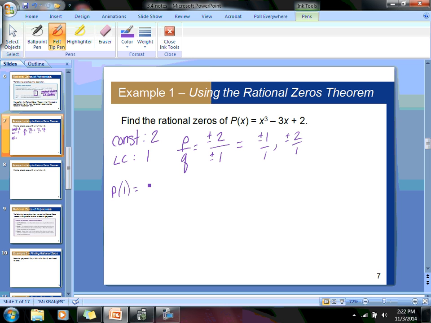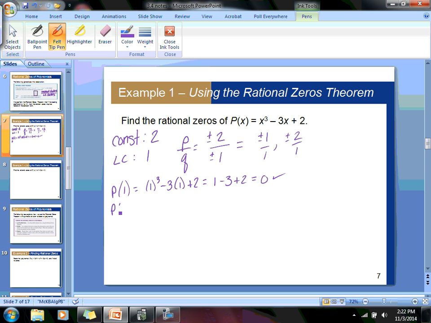If I do p of 1, then I'll have 1 to the third minus 3 times 1 plus 2. So that's going to be 1 minus 3 plus 2. That's going to be 0. So remember, if you substitute a number into a function and you get 0, that means you have no remainder. So that means 1 is a factor.